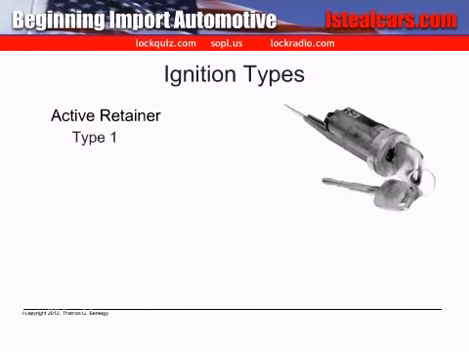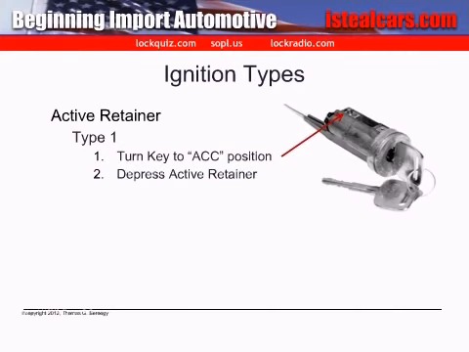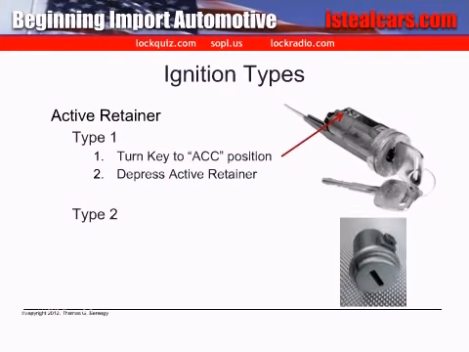Type 1, where in order to remove the ignition cylinder is turned to the on or accessory position, and then the retainer is accessed through a hole on the ignition housing and the retainer button is depressed using a scratch-awl or similar tool. This type of retainer is common among Japanese and Asian-produced vehicles like Toyota, Lexus, Scion, Suzuki, Hyundai, and others. Then there is the Type 2.